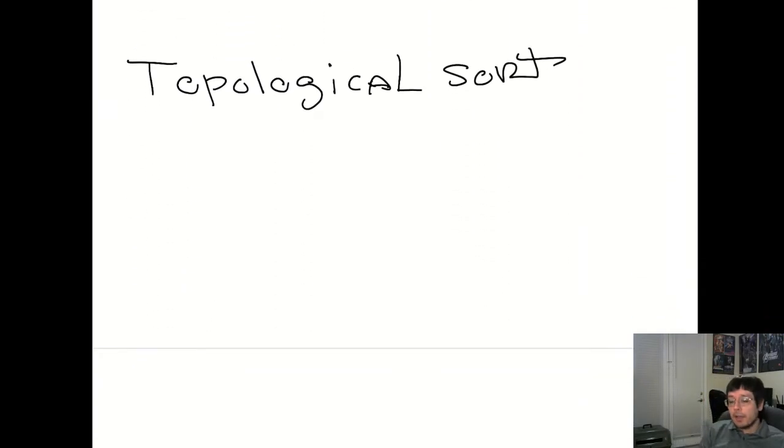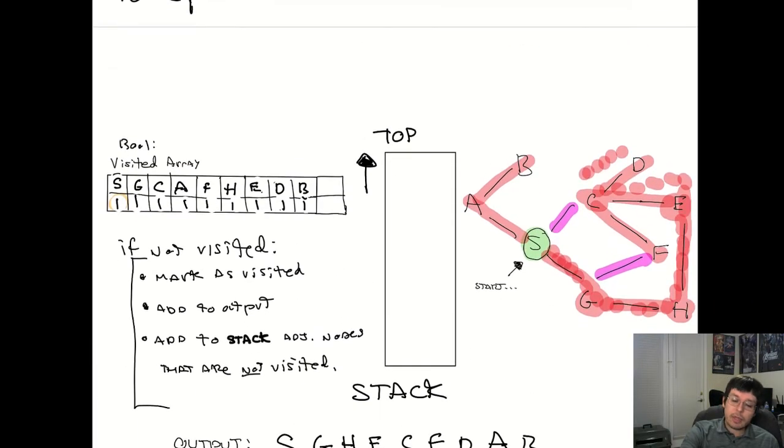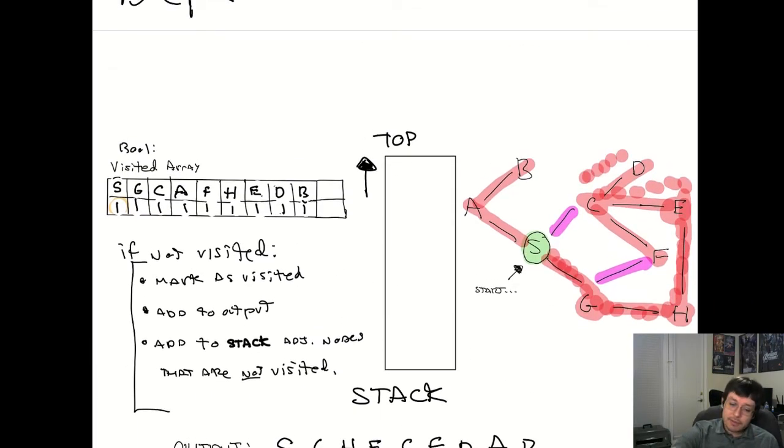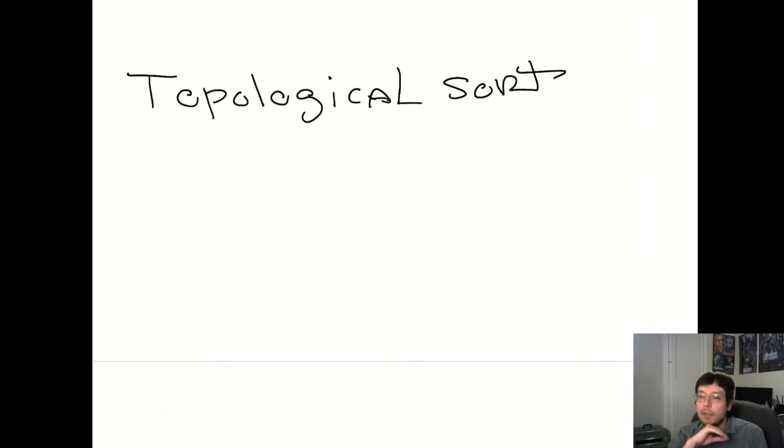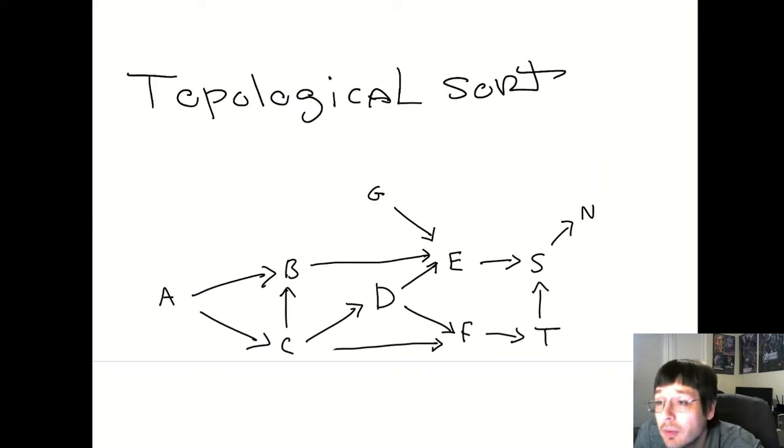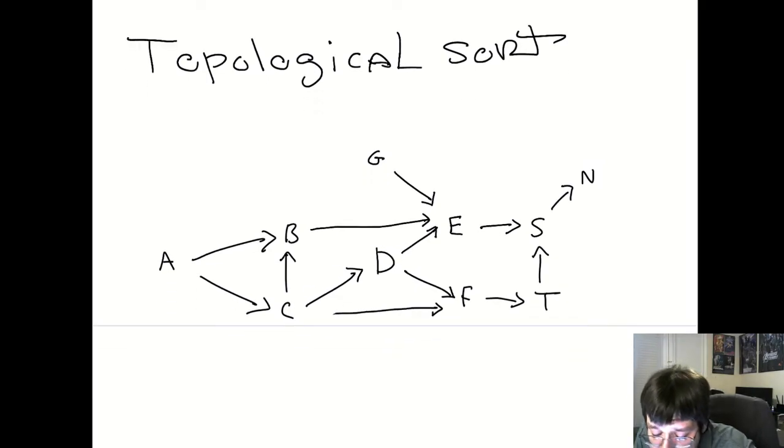Okay, so topological sort. Topological sort is an algorithm that only applies to directed graphs, whereas these traversals apply to directed and undirected. And in simple terms, let me just start out by showing you the algorithm and what it does. In a way, it's kind of like another traversal per se. You can think of it that way.